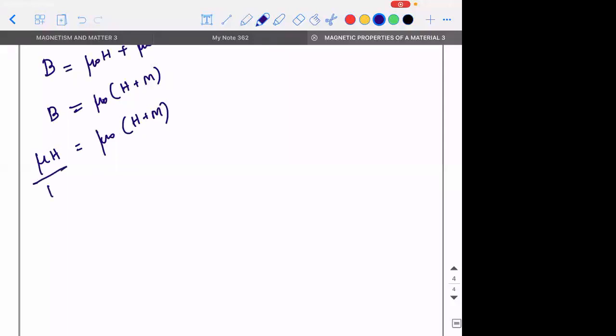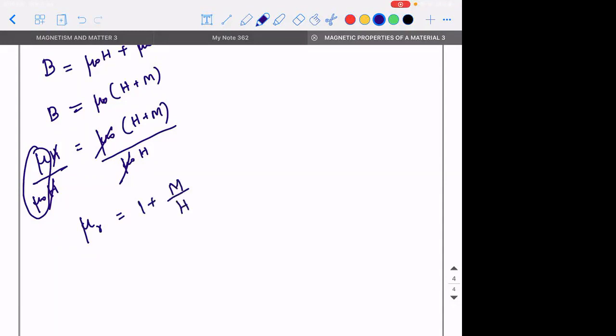So I'm going to divide with H on both the sides. Rather, I will divide with mu naught H on both the sides. Then this mu naught and mu naught will get cancelled. This and this will go. So what is mu divided by mu naught? Mu divided by mu naught is nothing but relative permeability, which is equal to 1 plus M divided by H.